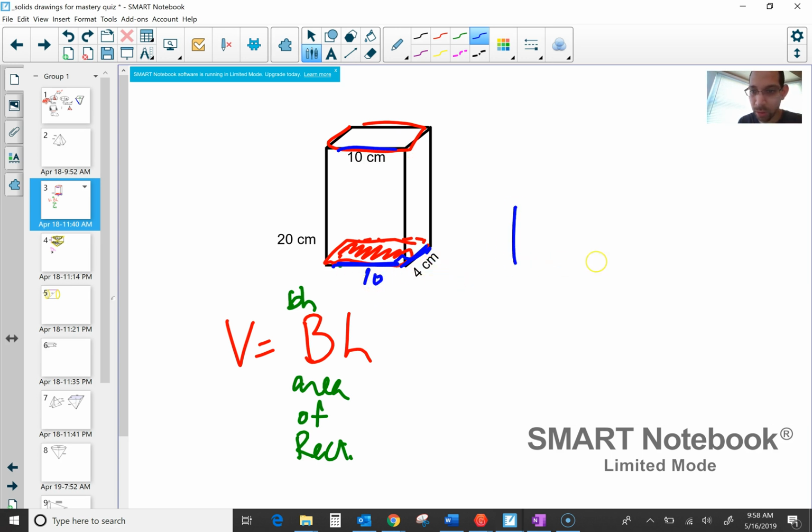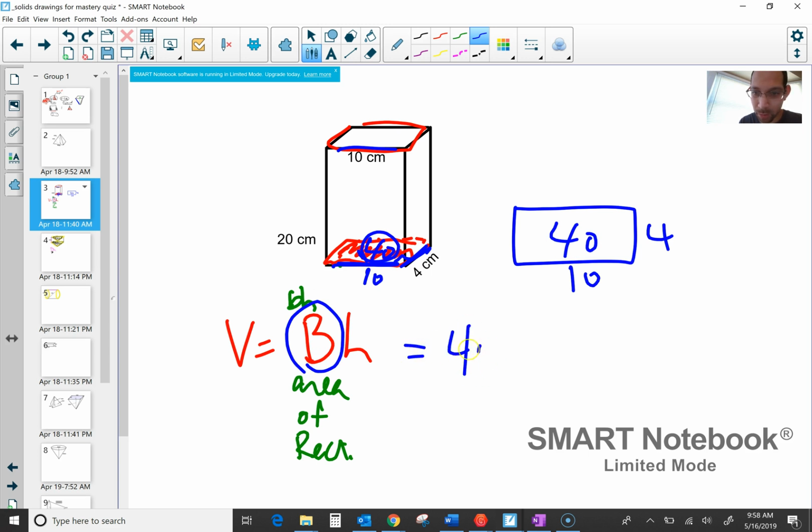of 4, which is 40. So sometimes I like to draw it separately. You've got a base of 10 and a height of 4, and that means this has an area of 40. This has a capital B of 40. This number right here is 40. So 40 is capital B. Times that by the height of the whole thing, which is 20, and you've got your answer. Okay, this should be 800, I believe.